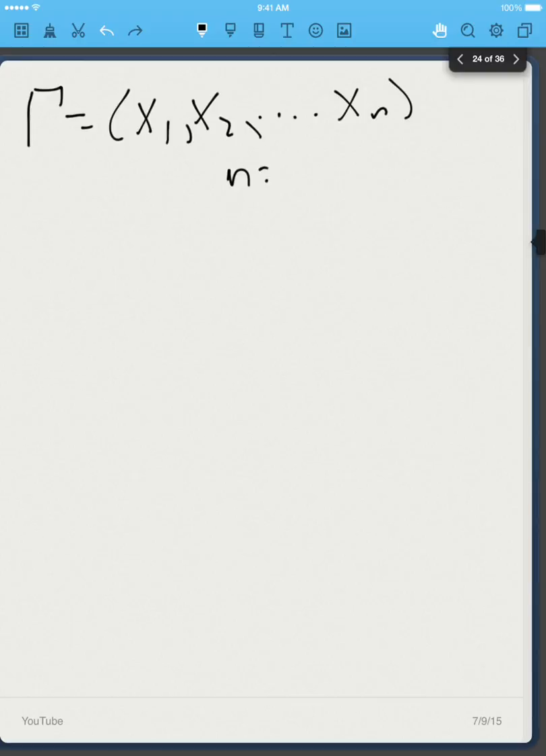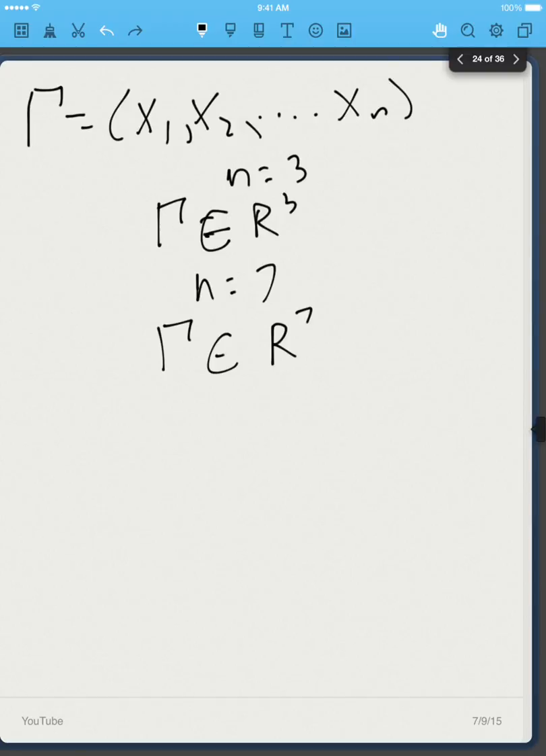But let's talk about more general vectors. Let's choose gamma. So we have gamma equals x1, x2, all the way up to xn. So it's arbitrarily long. So here, if we say n equals 3, well, then we say that gamma exists in R3. If n equals 7, then gamma exists in R7. So now we have a notation that we can represent arbitrary size vectors and think about how they work. In the general case of n, then gamma exists in R to the n.